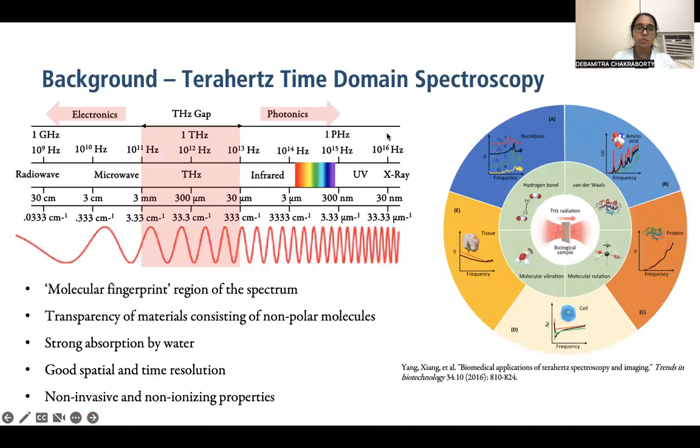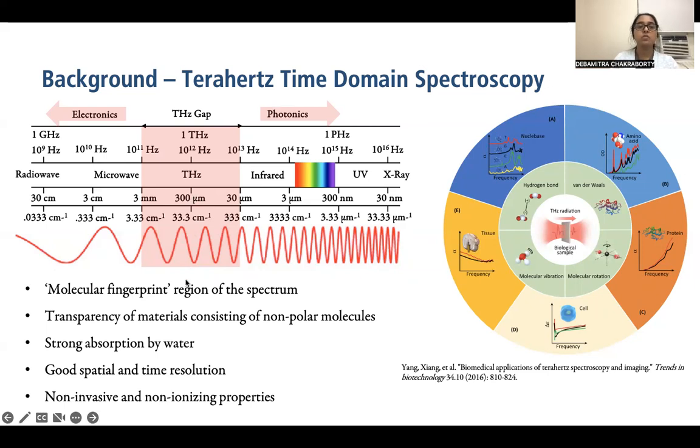So, to present a brief background on terahertz time domain spectroscopy. Terahertz is this wave which locates in between the microwave and the infrared region of the electromagnetic spectra. As you can see, the wavelength is in between 3 millimeter to 30 micrometer, which means that it has a larger wavelength compared to the optical wavelength, which makes the scattering much lower in biological tissues.